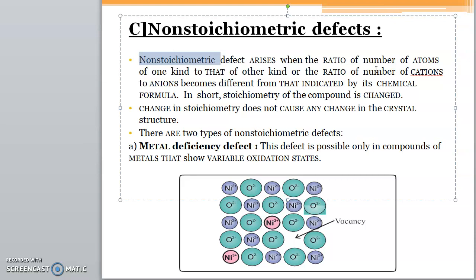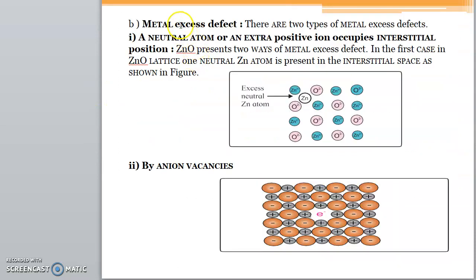Okay, so basically what happens is the stoichiometry gets changed. Because the stoichiometry gets changed, that's why we're calling it a non-stoichiometric defect. But even though stoichiometry is getting changed, it does not cause any change in crystal structure. Now there are two types of non-stoichiometric defects. One is metal deficiency, and the other one is metal excess.